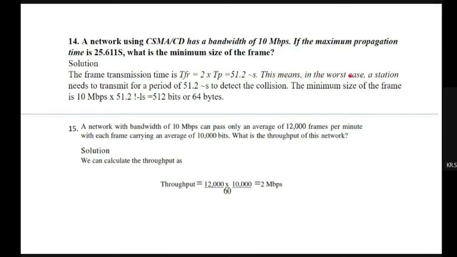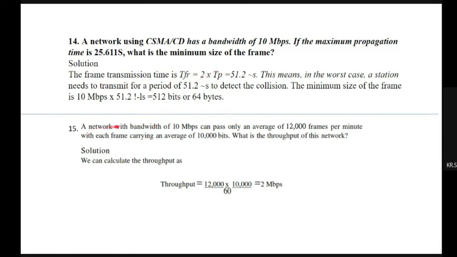So this means in the worst case a station needs to transmit for a period of 51.2 microseconds to detect the collisions. So the minimum size of the frame: the bandwidth is 10 Mbps, calculate with the 51.2. The final value is 512 bits or 64 bytes. So you should find the TFR value and multiply it with the bandwidth. You can find the final answer.